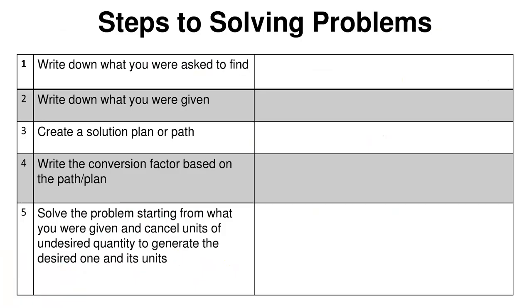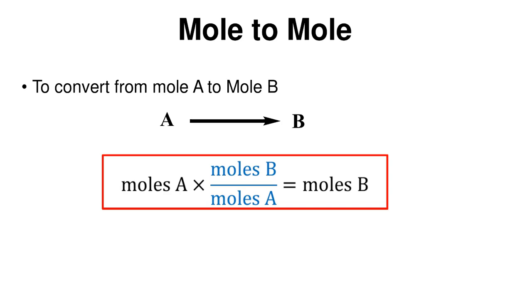Again, remember this particular table that I've used to solve problems. It's important to always remember that there are 5 steps I gave you in solving these problems. First, write down what you were given and what you were asked to find. You need to know where you're going. Create a solution plan: where are you and where are you going? Then write down your conversion factor and solve the problem. The idea is to cancel the undesired unit and leave the desired unit after doing your numerical calculation using your calculator. Now we start with the first part, the mole to mole conversion.